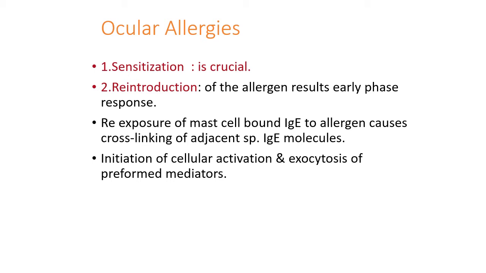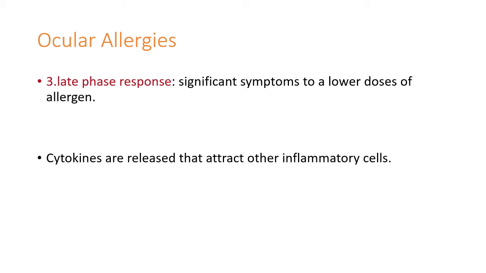Then re-exposure of mast cell bound IgE to allergen causes cross-linking of adjacent specific IgE molecules. Initiation of cellular activation and exocytosis of preformed mediators occurs. Then there is a late phase response. Significant symptoms to lower doses of allergen start. Cytokines are released that attract other inflammatory cells.